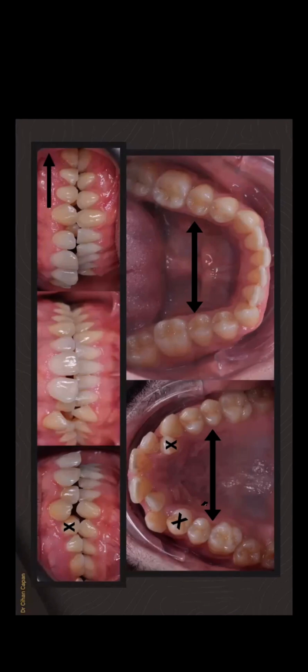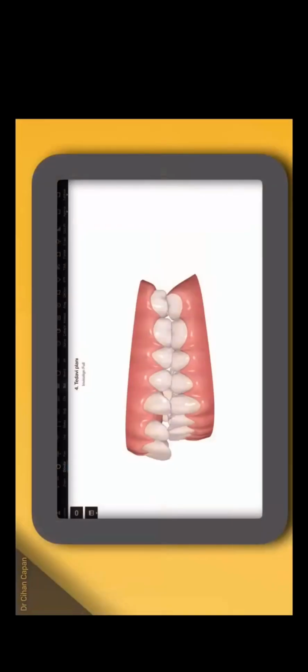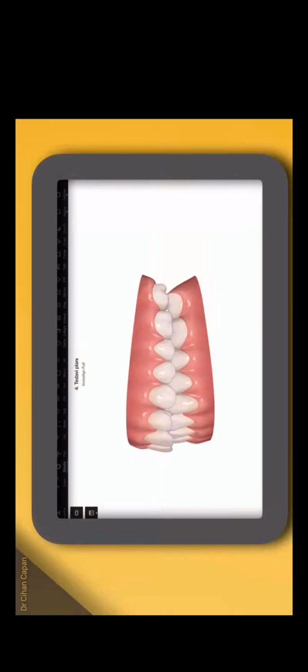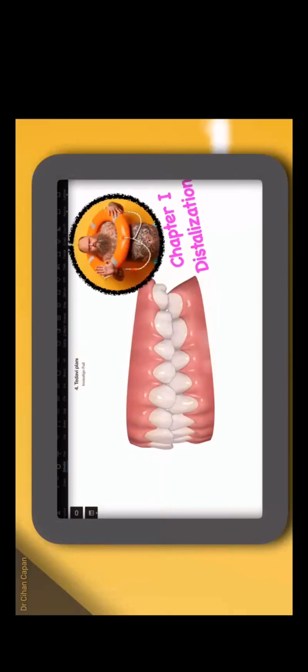So today we will talk a lot about Mr. X and the cases. So the first one, we will just distalize the lower. So our chapter 1 will be distalization.